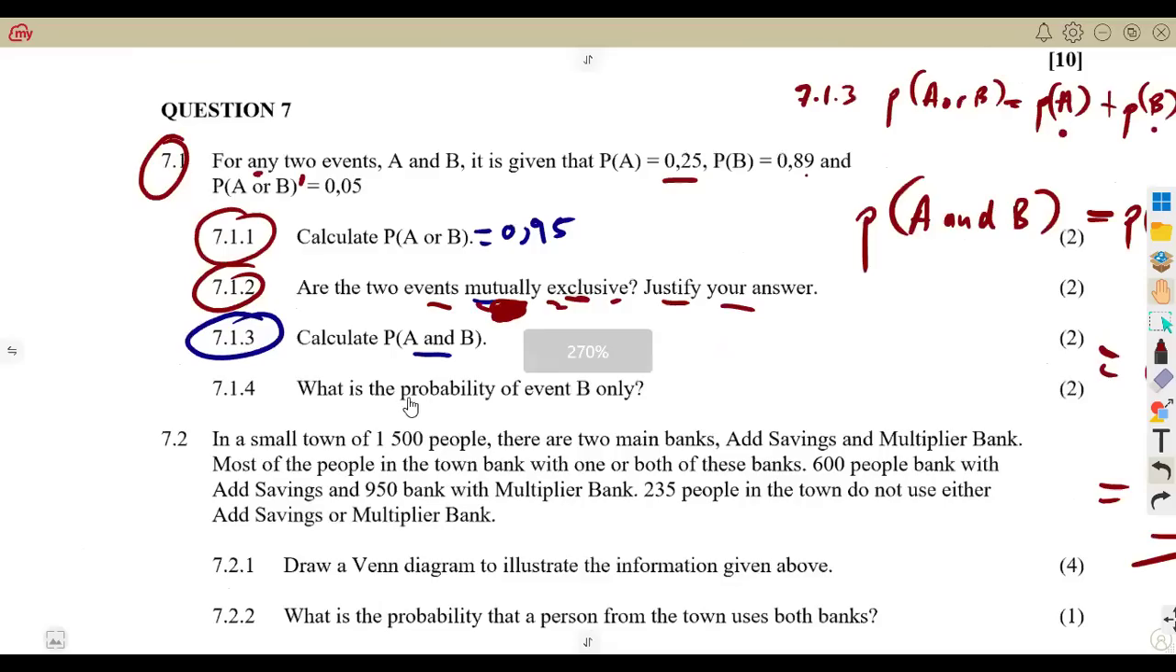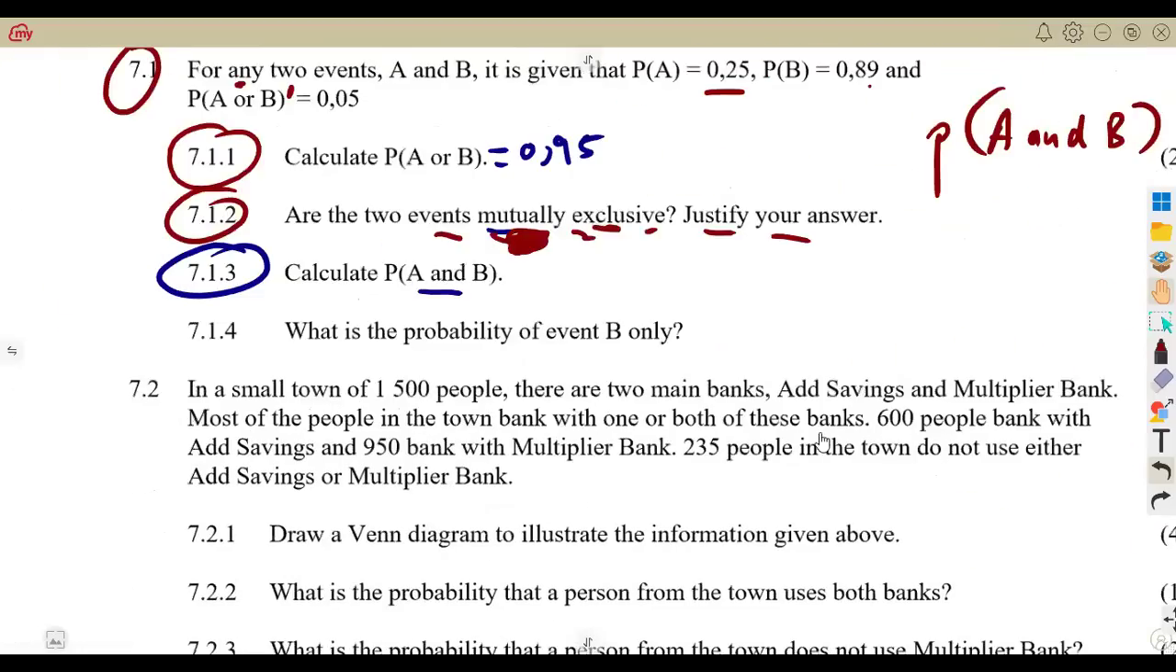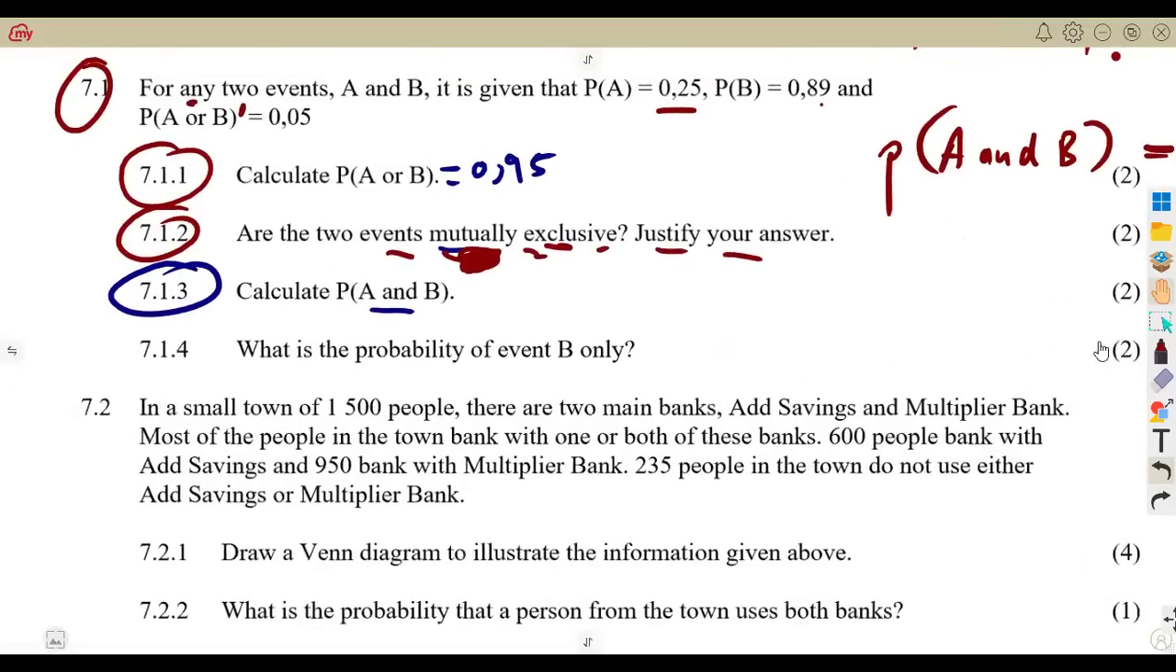But as we are answering 7.13, guys, another question that we're answering. So that's it. A and B was to be taken from that one. Then on number 7.14, what is the probability of event B only?